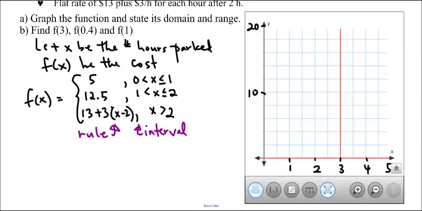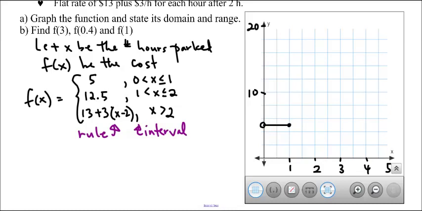Okay, so we're going to draw in the first one. It's $5 and it's a flat line. It's just 5 because it's a flat rate. So it starts at 0 and it will go across to the 1. And then we're going to draw in the end points because we want to show that we are not including the 0. So make a big empty dot there. But we are including the 1, so you fill in that dot there. Okay?